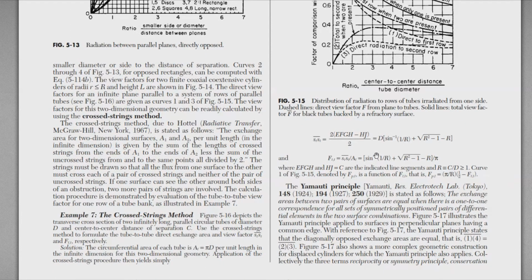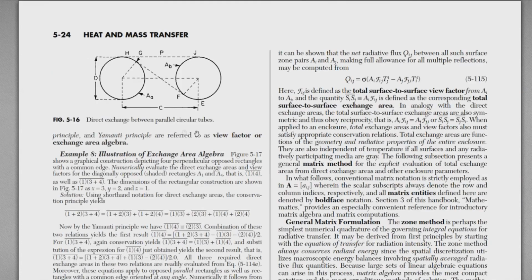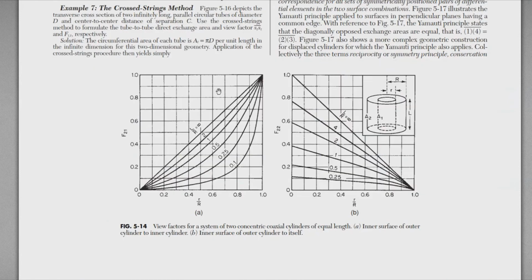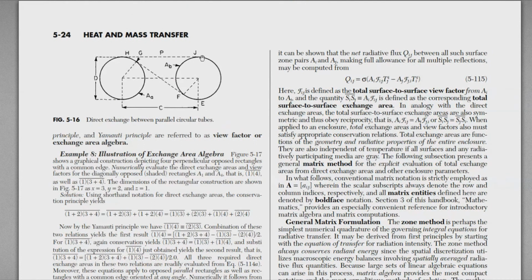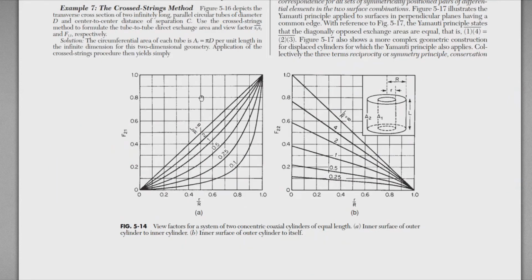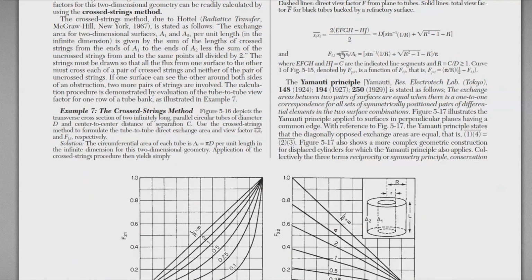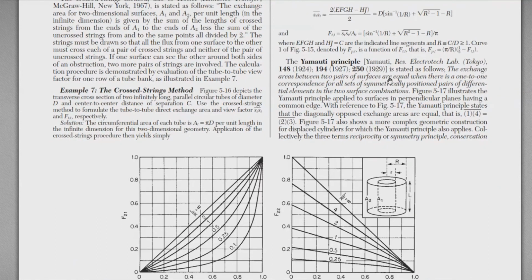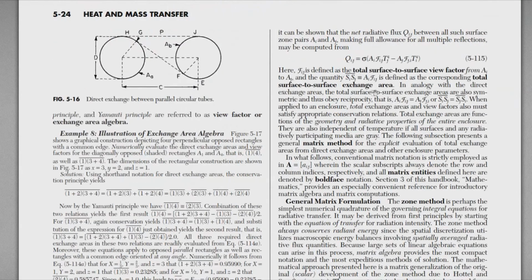When we use the crossed-string method, it's something like when you have infinitely long parallel surfaces, you can draw strings, and then you can assign all of the strings. You just take the top and the width, and then make the diagonal. When you use this formula, you can actually find the view factor. We also have the Hottel principle, which we can use, given by this equation.